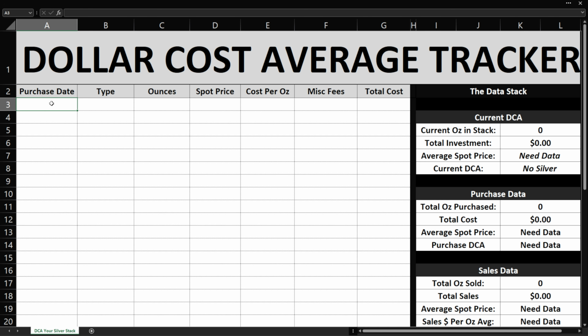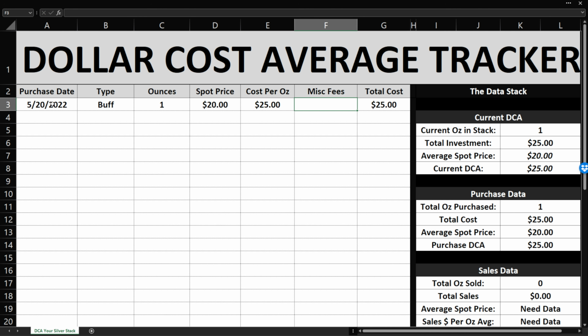So let's start off by doing the calculations we did for the buffalo earlier. So our purchase date, just the date that you purchased it. The type can be anything. This is just for your reference. It doesn't affect the calculations in any way. We bought 1 ounce. Spot price, let's just say it was $20. I don't know. Your cost per ounce, though, out the door was $25.